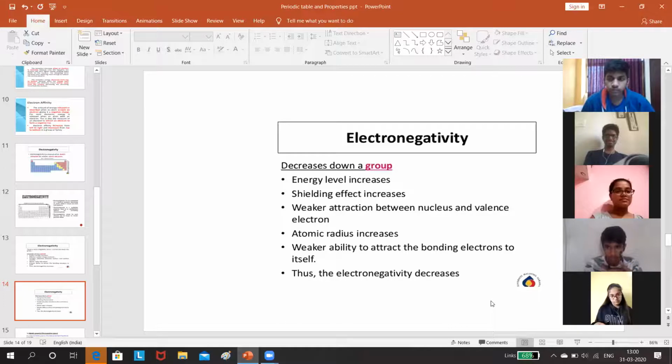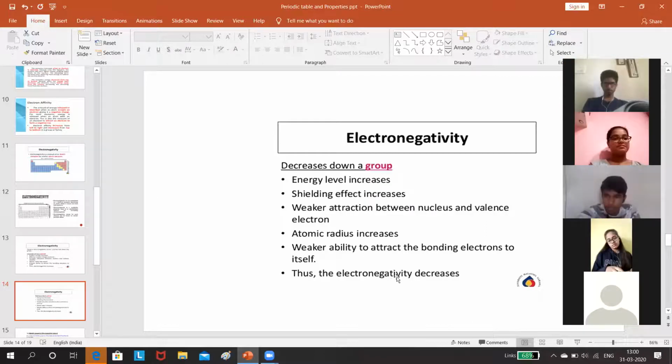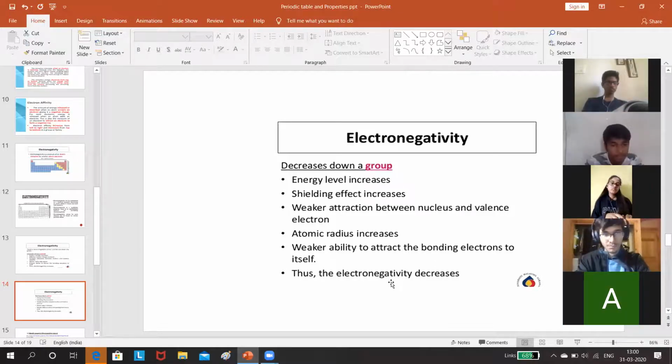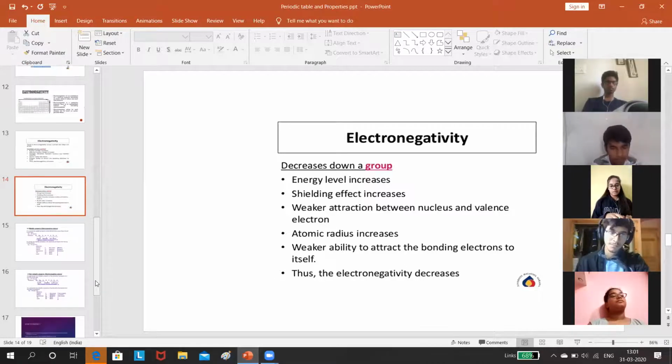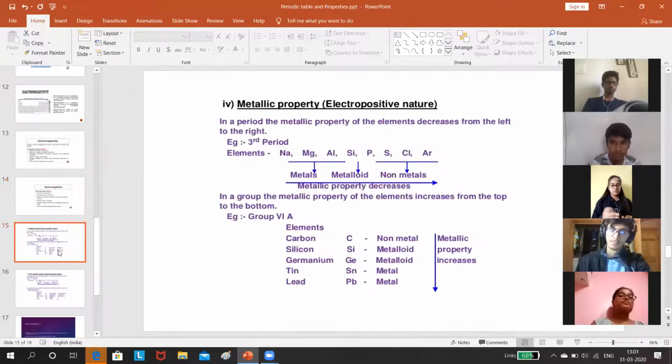So down the group, the distance between nucleus and the valence electron increases. So down the group, electronegativity will be decreasing. What is the reason? Because nuclear charge will be decreasing, so electronegativity also will be decreasing. Clear? Coming to metallic property. The next periodic property is metallic and non-metallic property.